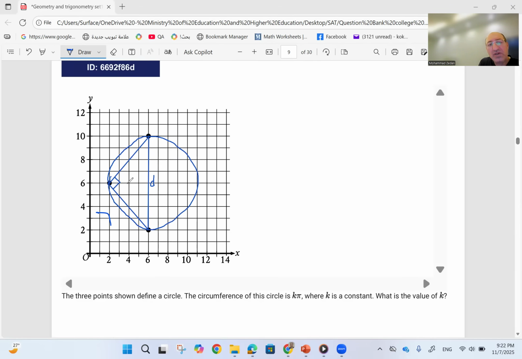So this side is the distance between 10 and 2, which is 10 minus 2, equal to 8. So the diameter equals 8. Simply, that's it. The diameter of the circle equals 8 units, the distance from 2 to 10 up here.